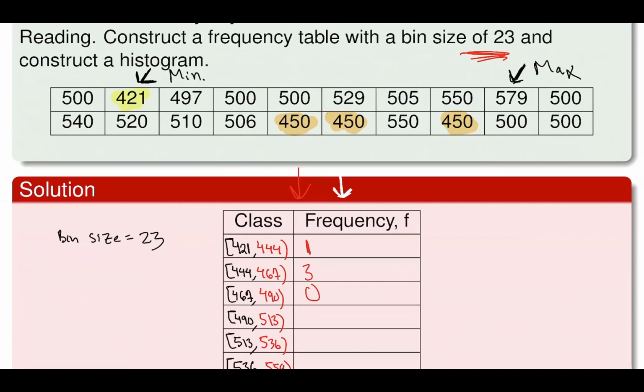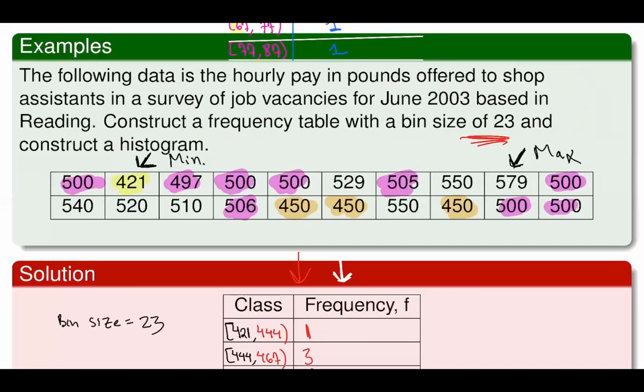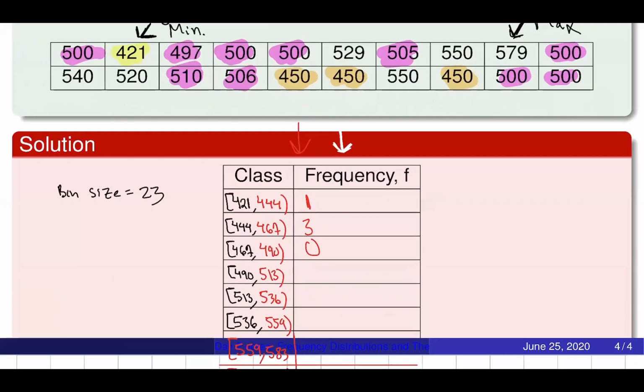So we're doing 513. This one, so 2, 3, 4, 5, 6, 7, 8, 9, 10, and that's it. So you put 10 right here. Next you do 513 to 536. So 536, we have 1 right here, and we have 2. So you only have 2.